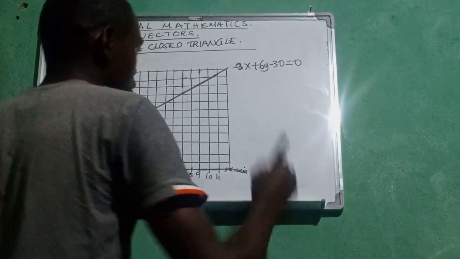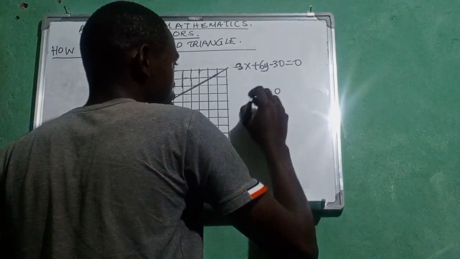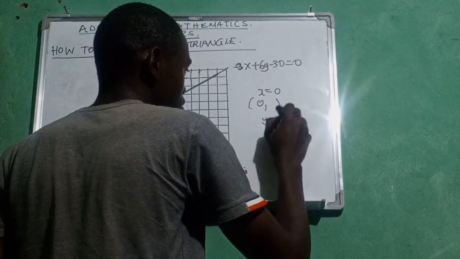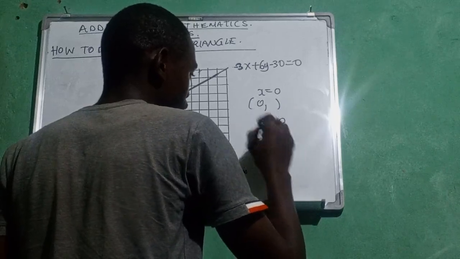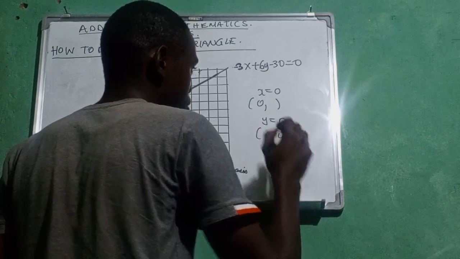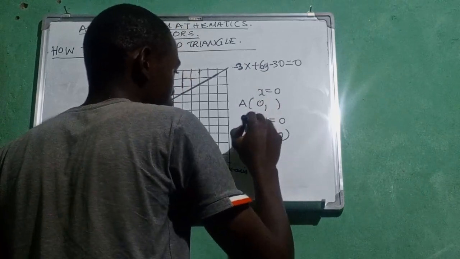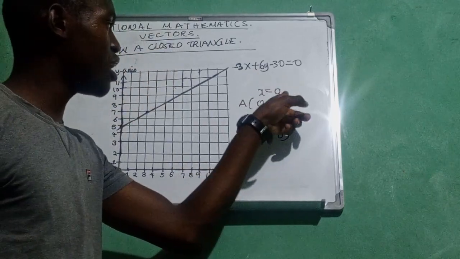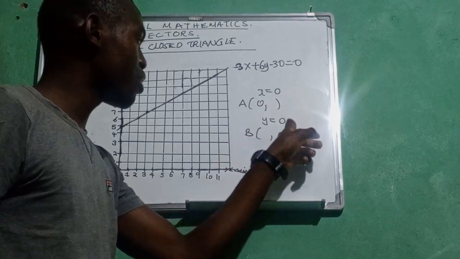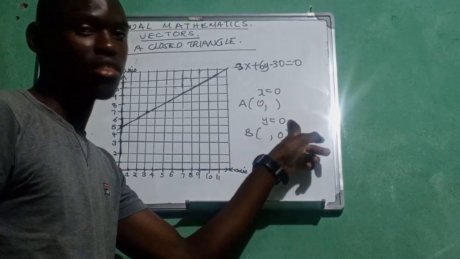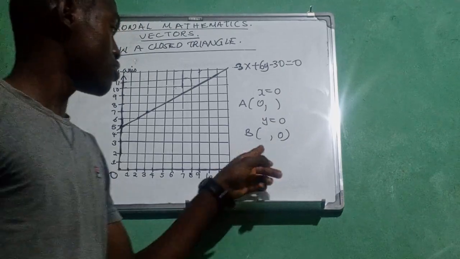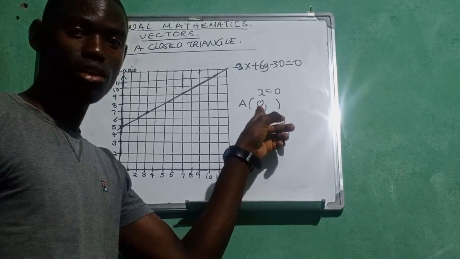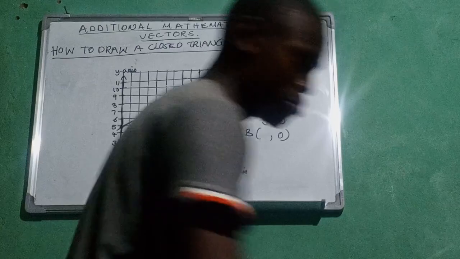So you do this. When x is equal to 0, so you will say 0 comma something. Then when y is equal to 0, you will say something comma 0. We can call this A, we can call this B. I hope that's clear. So what I'm trying to say, in this scalar equation, we'll say x is equal to 0, and then we'll say y is equal to 0. These are the x and the y intercepts. So y is equal to 0 means the y coordinate is 0, x is equal to 0 means the x coordinate is 0. Then we proceed.